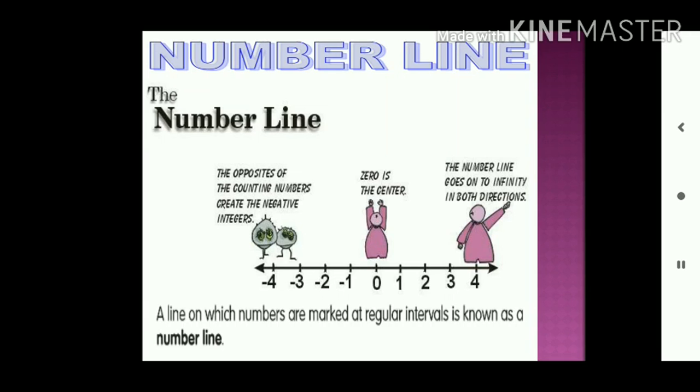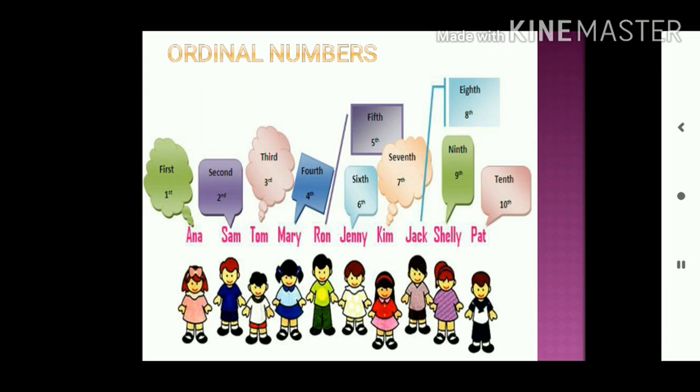Fine. Now, the last one is ordinal numbers. In your class 1 also you have learnt about it. What are ordinal numbers? It describes your position. Alright, here Anna is in the first position. Mary is in the 4th position. Kim is at the 7th position and Pat is at the 10th position. So, isn't it easy, right?